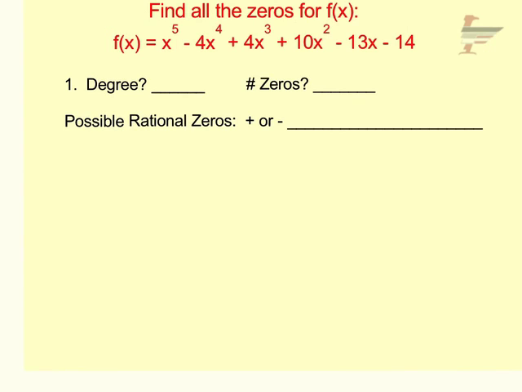Okay, this problem says to find all the zeros for f of x, and note it's a very large polynomial function, but it is a fifth degree function. So that's the first thing that you should note. I have a fifth degree function, which means I'm going to have 5 zeros. Now, you're going to find all 5. Like I said, some of these problems just get quite a bit bigger.